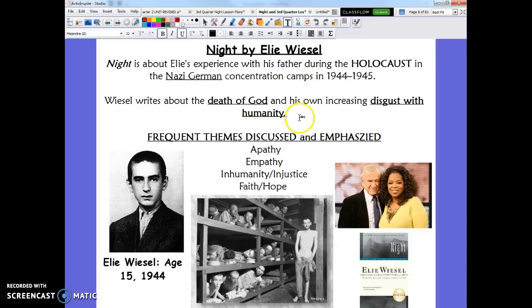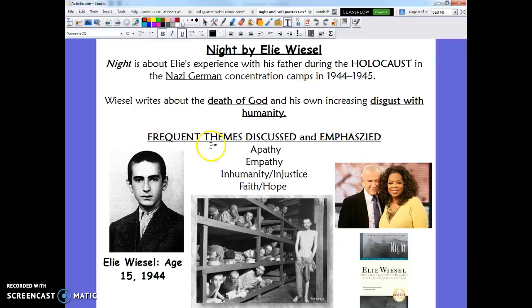Through this story, Wiesel writes about the death of God and his own increasing disgust with humanity. In the beginning, we learn a lot about Elie and how excited he is about learning about his Jewish heritage and how his faith really drives everything that he does, and how the Holocaust essentially drove that belief and that faith in God out of his mind. He really had a lot of anger towards God and humanity.